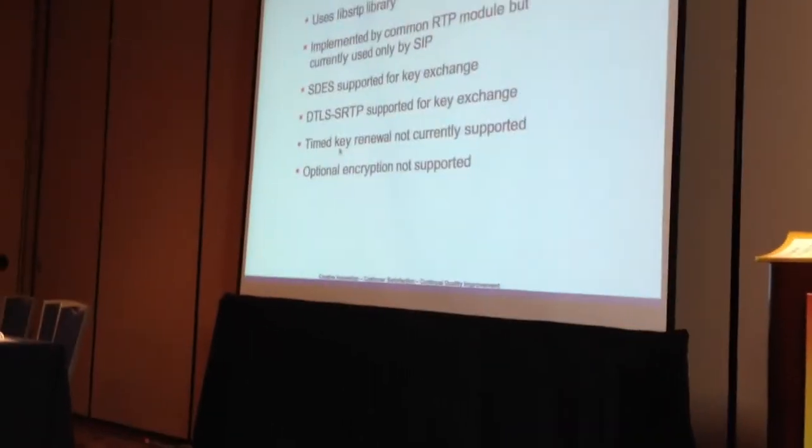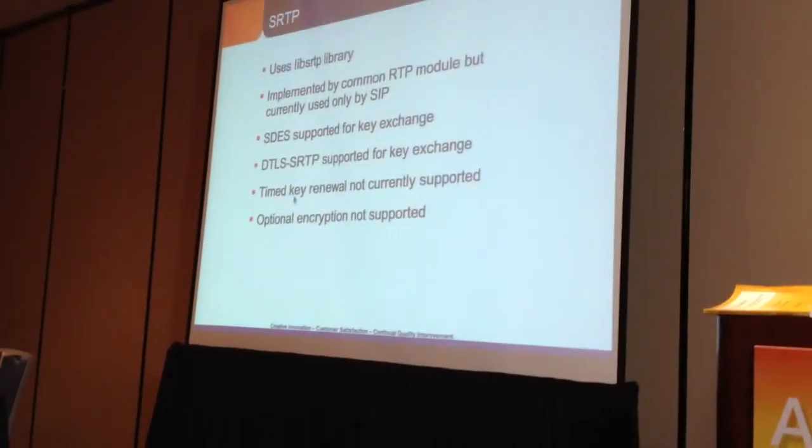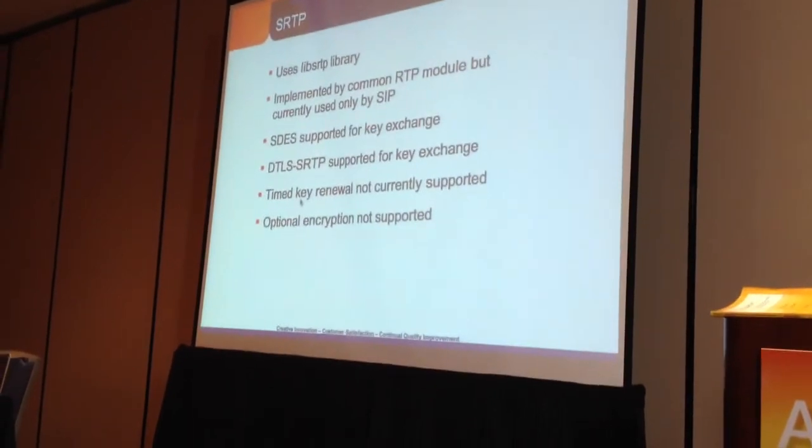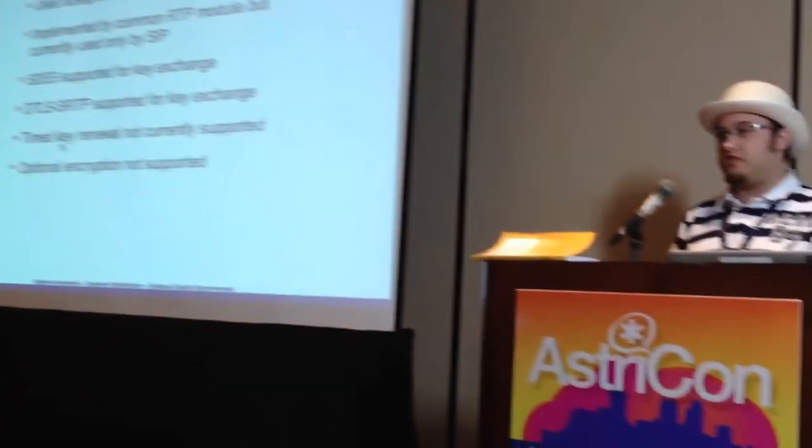So SRTP: just like it seems everyone on the planet, we use the libsrtp library. It's pretty standard. And we do SDES for key exchange, and as of Asterisk 11, we do DTLS-SRTP. If there's anyone out there who knows of an actual client that supports DTLS-SRTP, I would really appreciate you coming up and saying, here's the name of it, because there's not a lot of implementations out there, but I'm hopeful that as things progress, more clients will actually get that implemented.